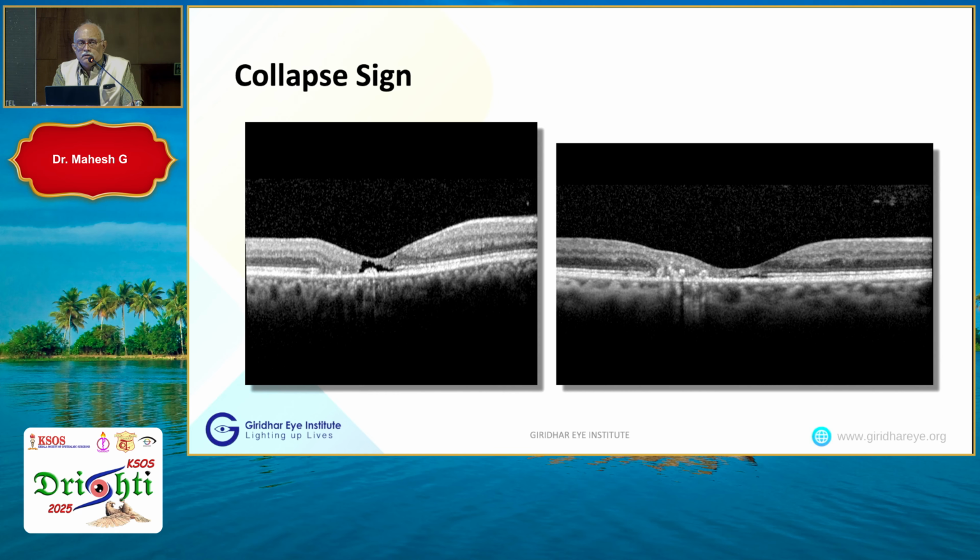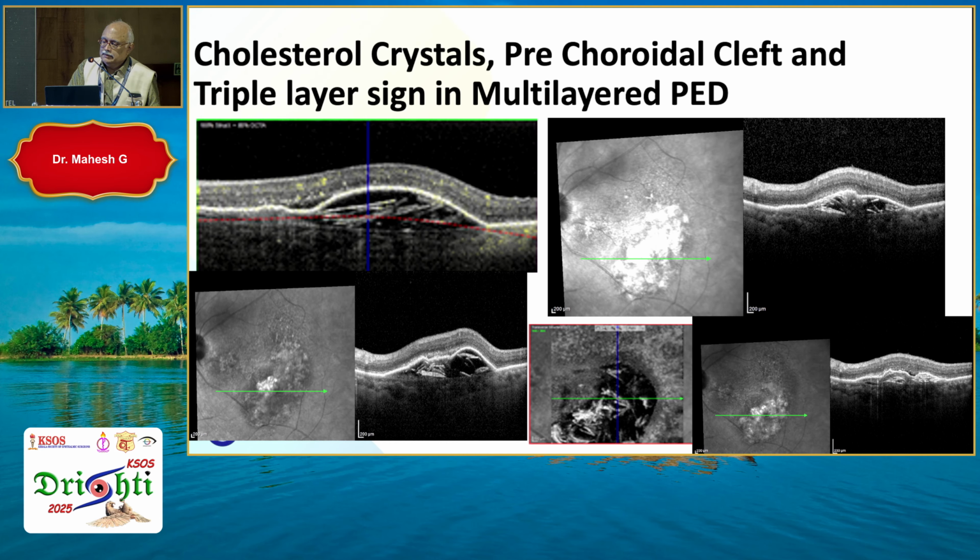Then this one, yesterday Dr. George Manet was explaining. This is what is called a multi-layered PED, and you can get cholesterol crystals inside. There is a pre-choroidal cleft in front of the choroid, and sometimes you can call it a triple layer sign. There is a cleft underneath this, and then the choroidal capillary neovascular complex. It is a multi-layer PED, which is seen in more or less inactive neovascular AMD after many treatments.